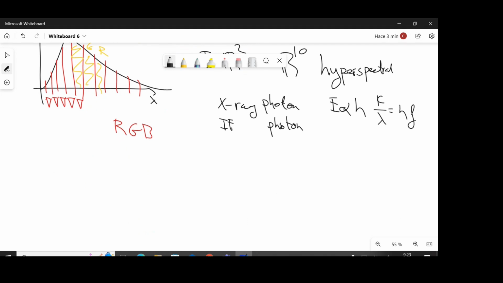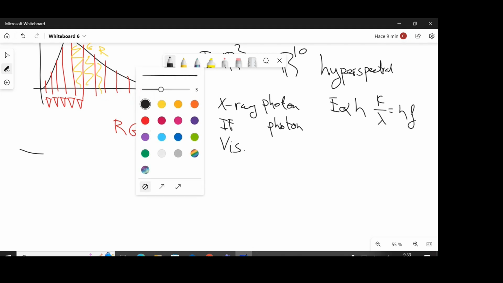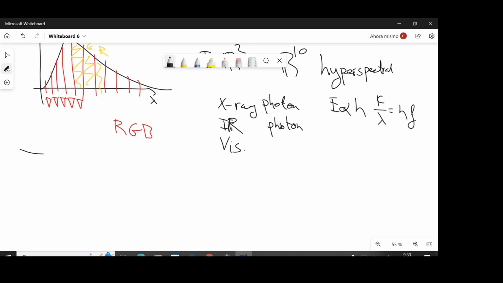Okay, so let's continue. We were distinguishing X-ray from infrared. I don't know why I said that. We are distinguishing infrared and visible photons. So, what is the difference between infrared and visible? What is the property of infrared photons that visible photons do not have?